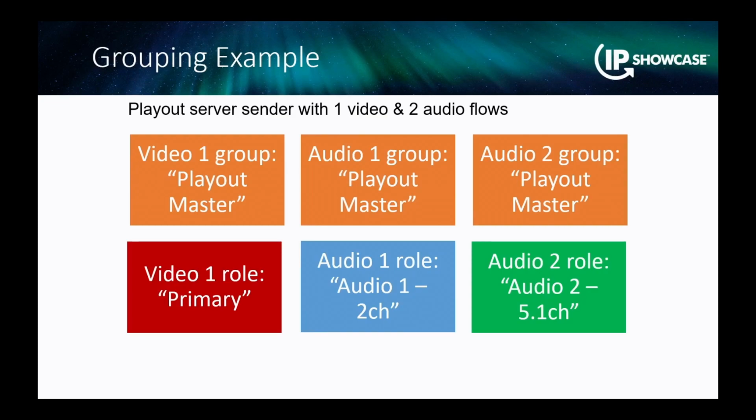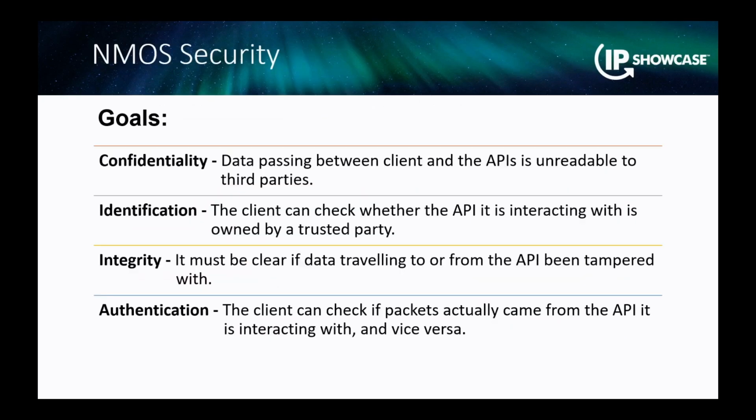So I have a group called Playout Master that's got a video, audio 1, and audio 2. And you could also have these things called roles. So I could have a role of primary or 2-channel audio or 6-channel audio. It's just kind of a nice thing that you can set in every node. You can define these groups so that when your controller connects to you or looks at your registry entry, it can see this and present it to the user. And it can just give you one button to route video, audio, and ancillary for that whole selection.